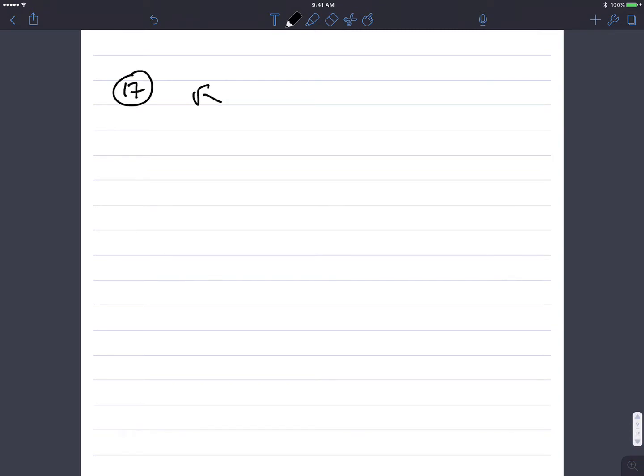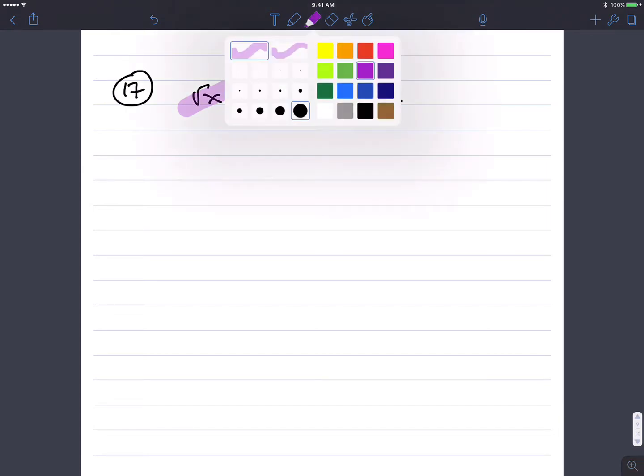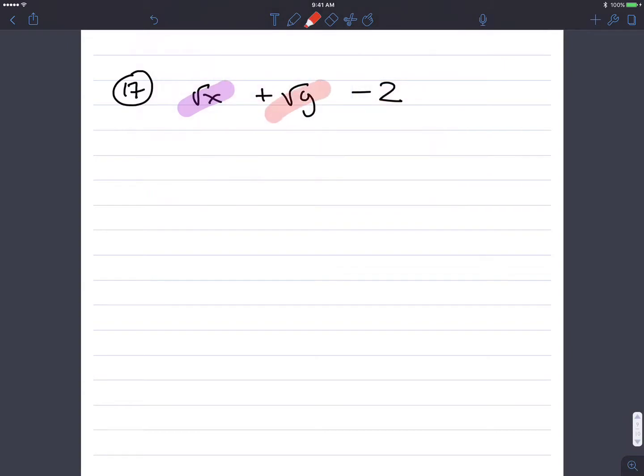17. The square root of x plus the square root of y minus 2. Notice these radicals are simplified and they are both different, meaning I have an apple plus a banana minus $2. I can't combine like terms. They're all different terms.